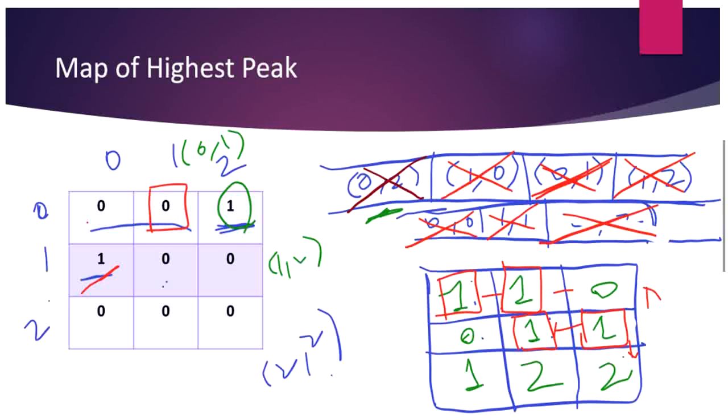So 0 comma 2 is already filled and its adjacent values are also already filled. So our queue is empty. We are done with visiting all the cells and we are going to return our height array.